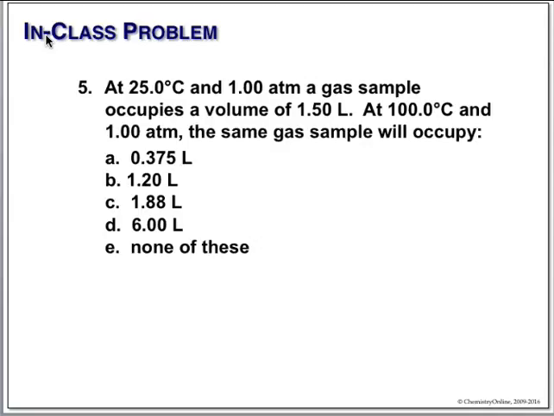Let's see, we're at 25 centigrade, 1 atmosphere, when that's 150 mils. 100 degrees centigrade, 1 atmosphere. The gas sample will occupy what? This is temperature volume, right? Temperature volume, so this is Charles. So step 1, what's Charles' law? V1 over T1 equals V2 over T2. What are we looking for? We're looking for our final volume. That's V2.